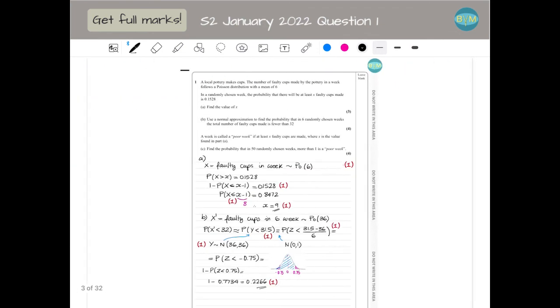This is a question where you mix a few things. So you mix approximation, you work with Poisson, normal distribution, and with binomial. And that's all for this question.